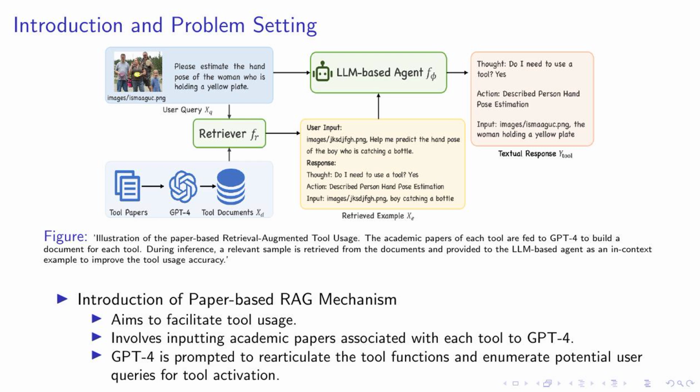By leveraging the rich information in academic papers, we can create a comprehensive document for each tool, which serves as a valuable resource during inference. This approach not only improves the accuracy of tool usage, but also makes it easier for the model to handle new tools. So, in essence, we're using the power of AI to make our tools smarter and more user-friendly.